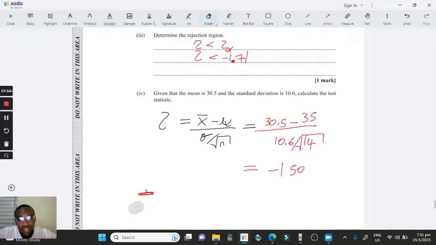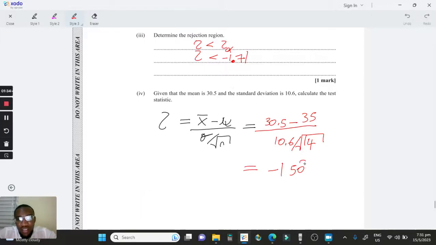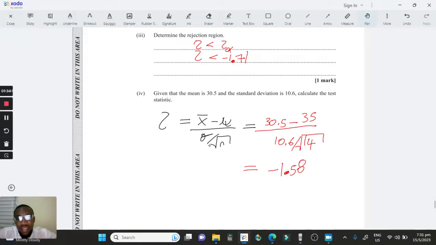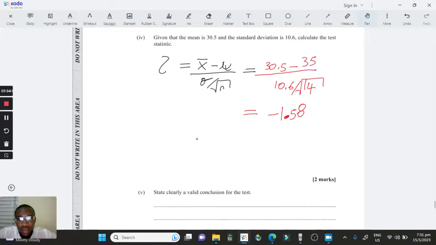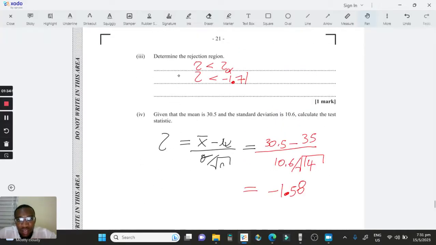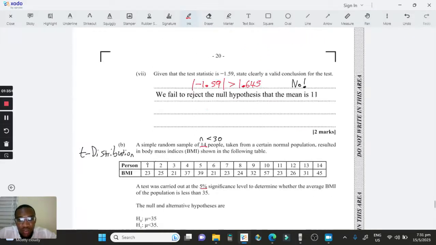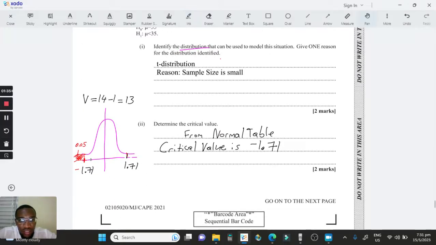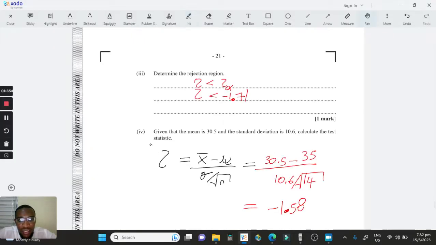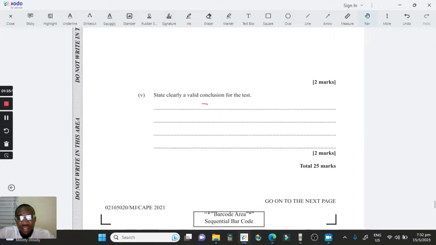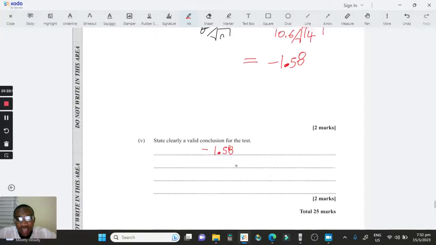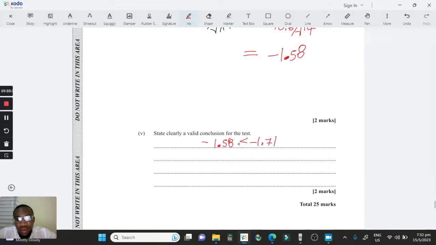All right, so the next thing they're going to ask us is to make a conclusion. I guarantee you, that's the next thing they'll ask. State a conclusion. Now, your conclusion is going to be based off your rejection region. If you look back at it, where's negative 1.58? Negative 1.58 is in here. So since negative 1.58 is supposed to be less than negative 1.71, but we know this is false, we cannot reject the null hypothesis.